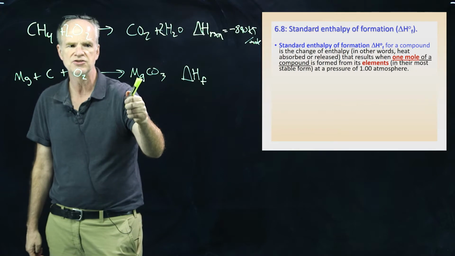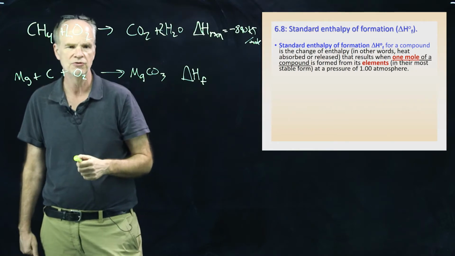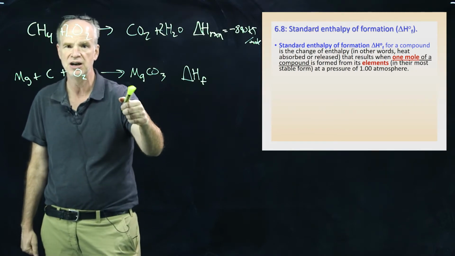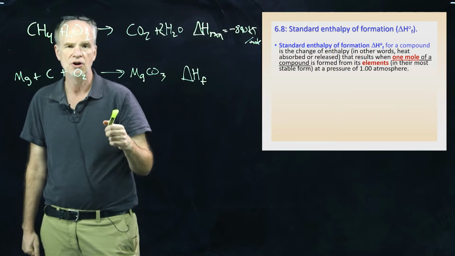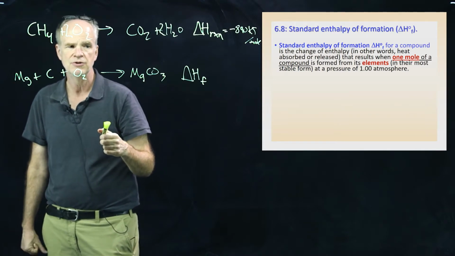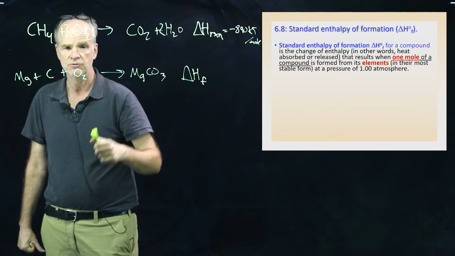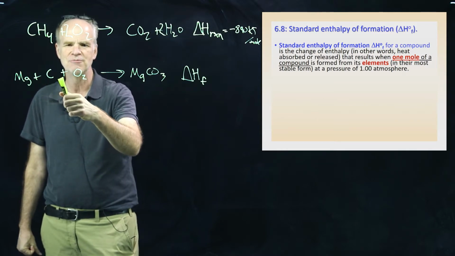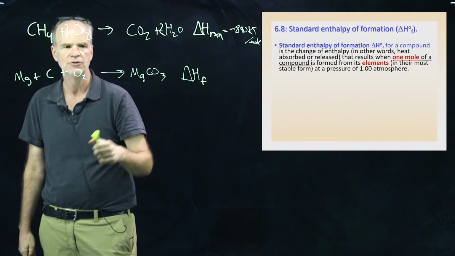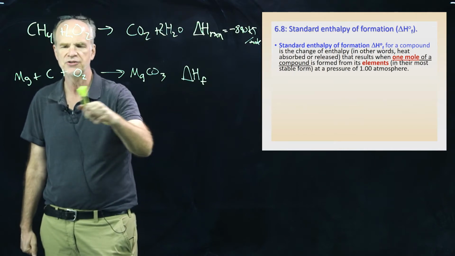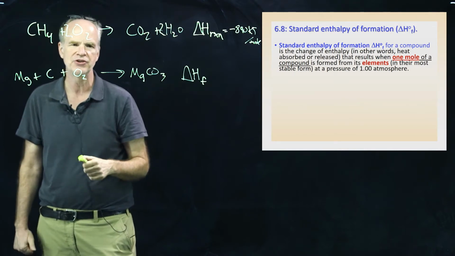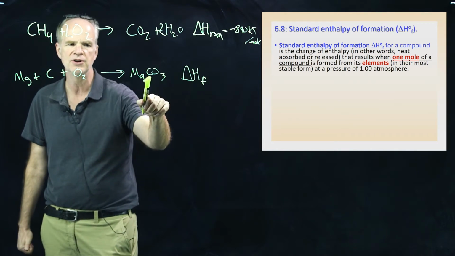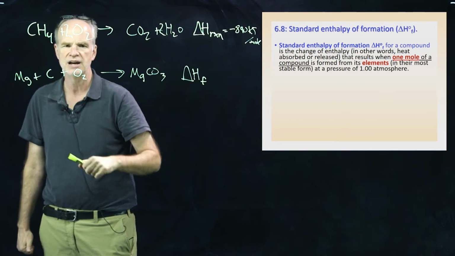Again, we cannot change this coefficient here for magnesium carbonate, it must stay at 1. So the only way we can balance this equation is to adjust the coefficients in front of magnesium, carbon, and oxygen. So we have 1 magnesium in the products and 1 magnesium in the reactants, and so that's balanced. We have 1 carbon in the product, 1 carbon in the reactant, that's balanced.